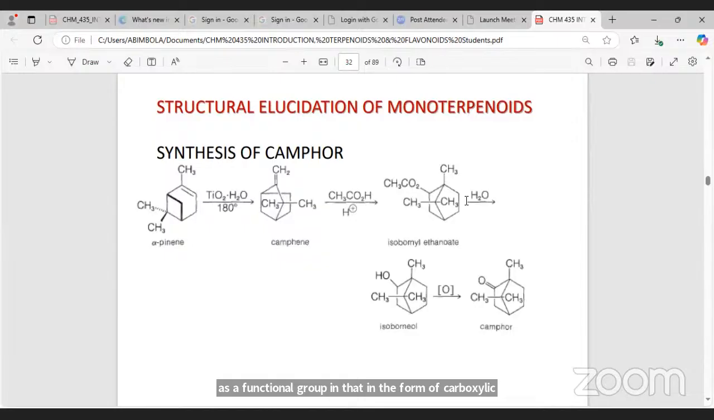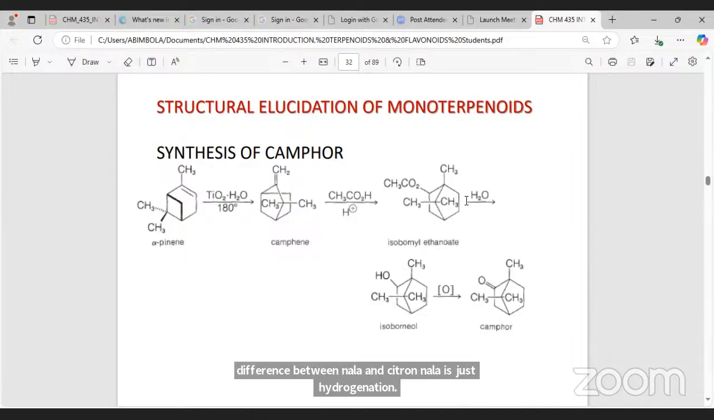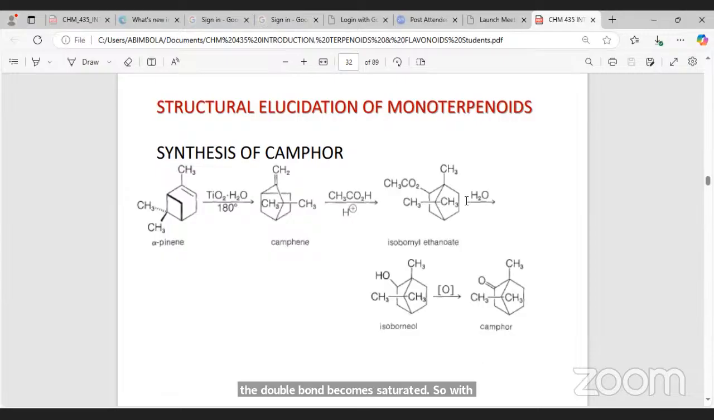And I told you that whenever you know one, you've known another in terms of acyclic. If you know geraniol, you can know nerol, and you can also know geranial and neral. When you know neral, you can also know citronellal, because the difference is hydrogenation. From neral, you can form your citronellal, because the difference between neral and citronellal is just hydrogenation. The double bond becomes saturated. So by knowing one, like geraniol, you can generate so many compounds under acyclic monoterpenes.